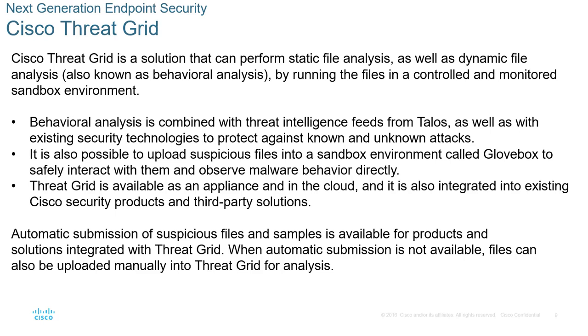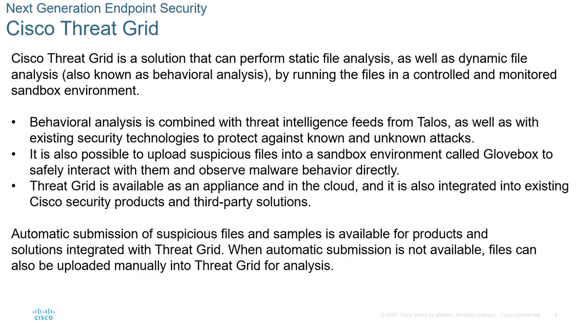With that said, there are three main areas that the Cisco Threat Grid looks at. Behavioral analysis is combined with the threat intelligence feeds from Talos, and it looks at security technologies to protect against those types of attacks, both known and unknown. It is also possible to upload suspicious files to the internet to verify, looking at signatures, using things like Glovebox to safely interact with them, or VirusTotal to scan them. The goal here is to see if there is malware in a suspicious file.